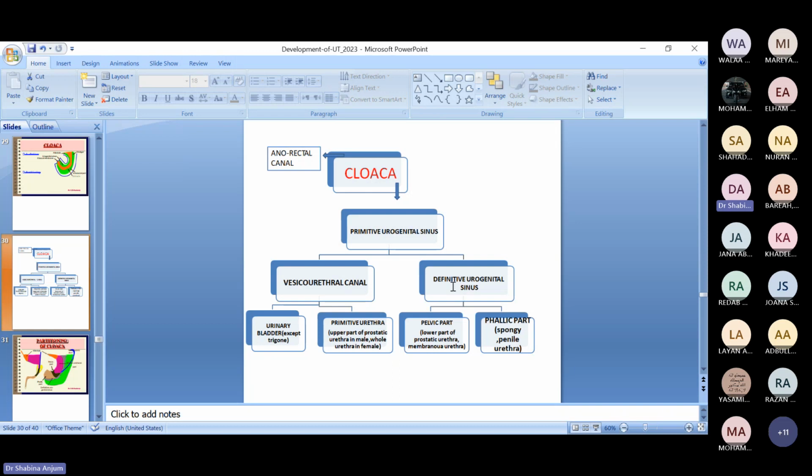Then what about the definitive urogenital sinus? It will form the pelvic part, meaning the lower part of the prostatic urethra and membranous urethra. The phallic part means the spongy penile urethra. So you can see the female urethra will finish here. It develops only from the vesico-urethral canal, but the definitive urogenital sinus will give the remaining part in males.